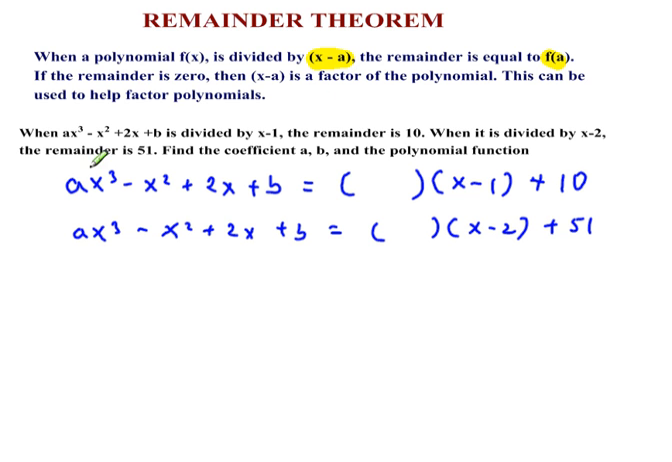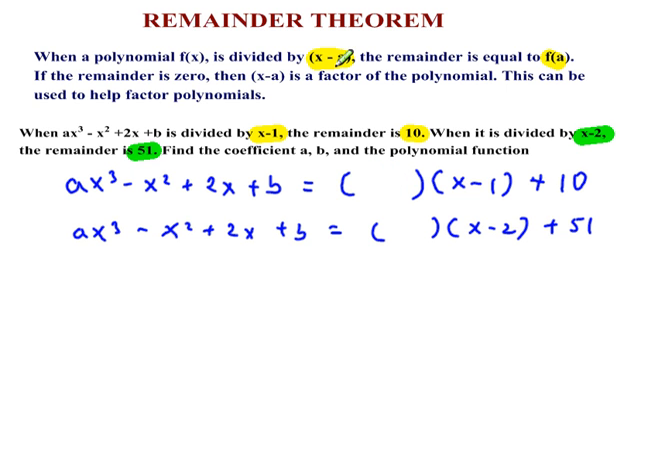So let's take a look at the example here. We have a cubic polynomial given, and this polynomial is divided twice by x minus 1, and then the remainder is 10. And then when you divide it by x minus 2, the remainder is 51, which is illustrated right below here. So our goal is not to divide this cubic polynomial by x minus 1 and then find a possible answer. This is not our goal.